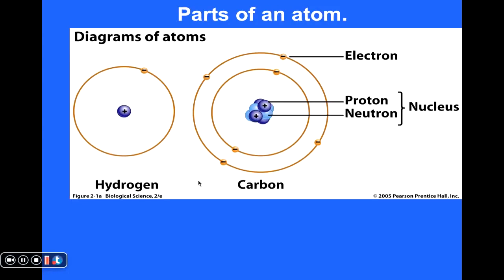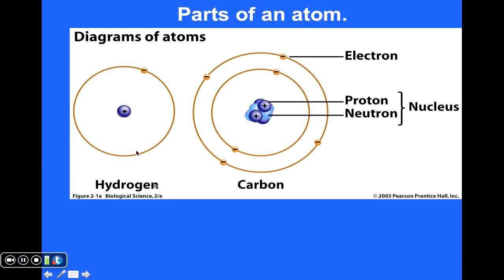And this is pretty crucial. The outermost shell of an atom, we also refer to it as the valence shell. And this is where a lot of the reactions take place, and it also determines how many bonds an atom can form with other atoms.